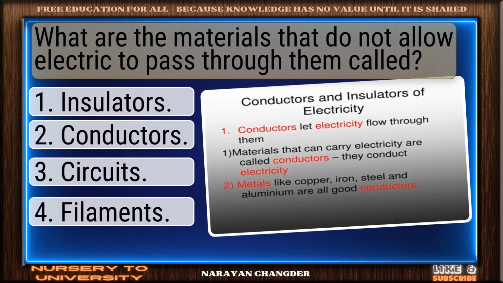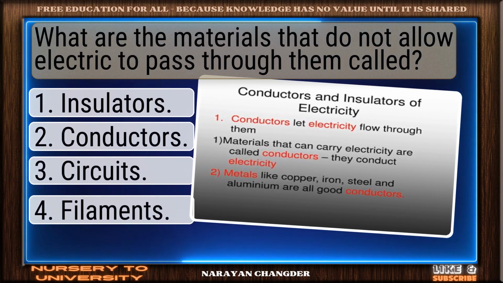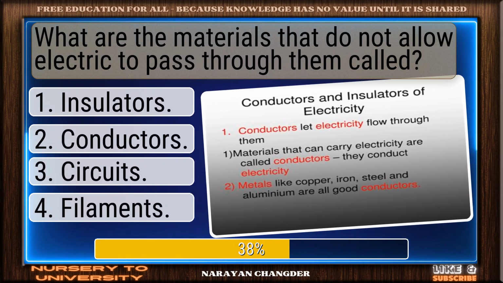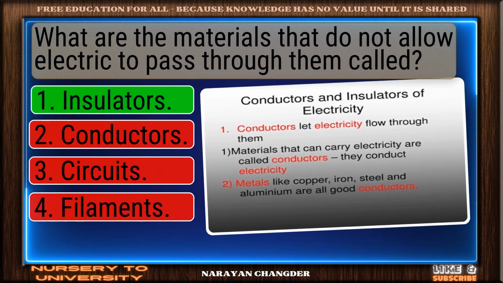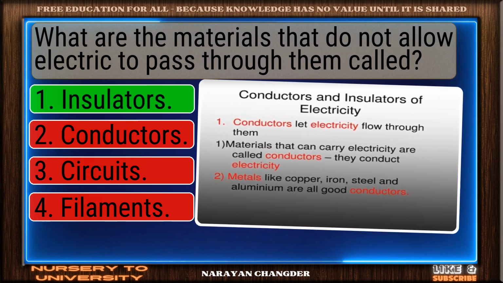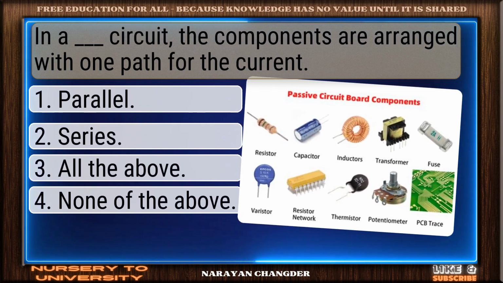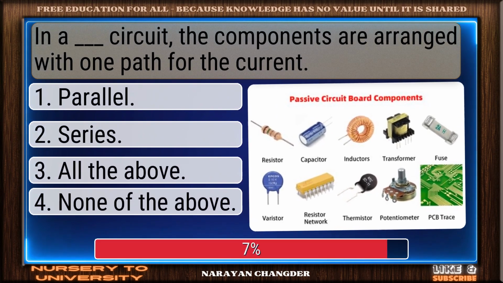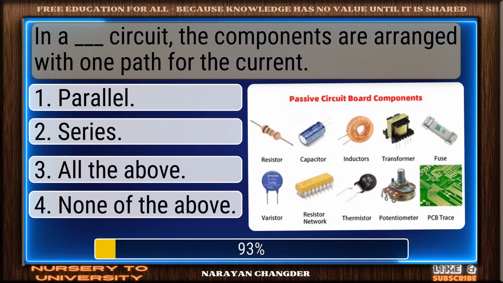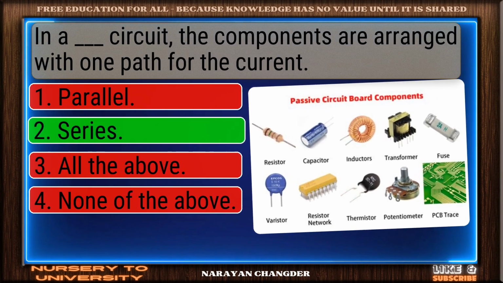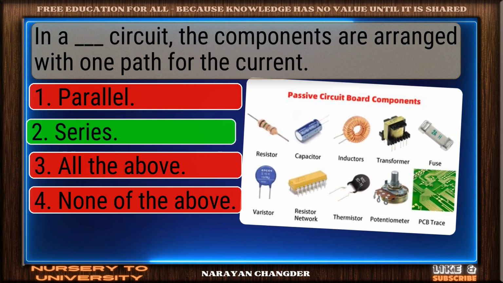What are the materials that do not allow electricity to pass through them called? Excellent. Insulators is a brilliant choice. In a dash circuit, the components are arranged with one path for the current. Correct response. Series is the most accurate answer.